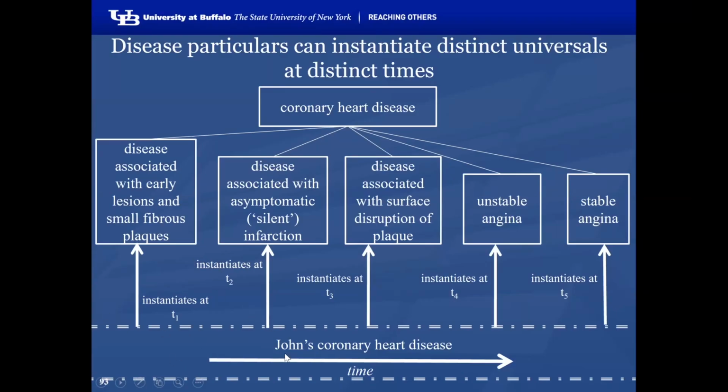Well, early in time, this coronary heart disease instantiates disease associated with early lesions and small fibrous plaques. And doctors will have a name for that, right? And then disease associated with asymptomatic or silent infarction. And now you get surface disruption of a plaque. You get unstable angina, you get stable angina, okay? So it is one disease. John didn't have 5 diseases over time. It's just one disease, okay? But the disease evolves, starts to instantiate different kinds of universals. But all the time, it's of course coronary heart disease.